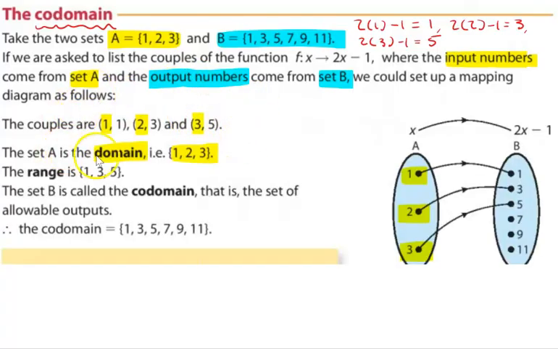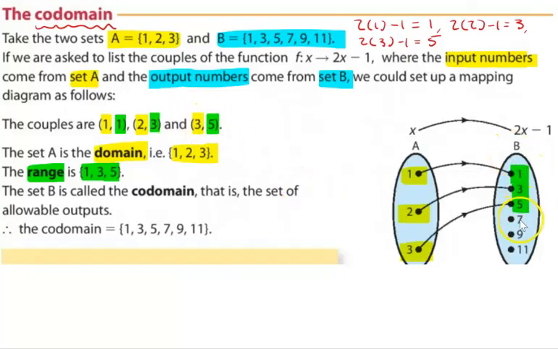So the set A is the domain, so our x values 1, 2, and 3. I've highlighted them there in yellow. The range is 1, 3, and 5. So we can see 1 maps to 1, 2 maps to 3, and 3 maps to 5. So the range is 1, 3, and 5, highlighted there in green.